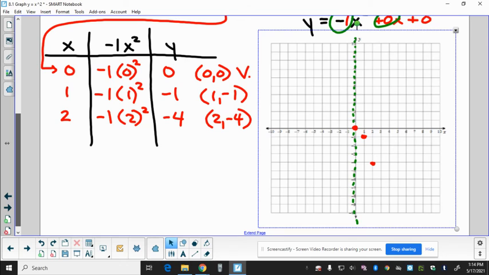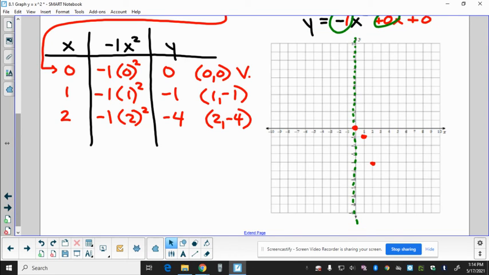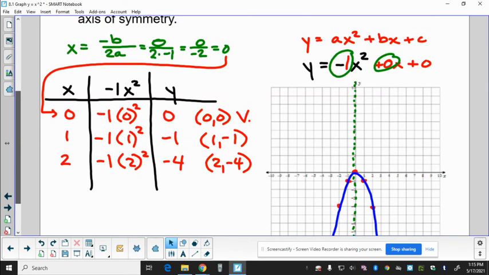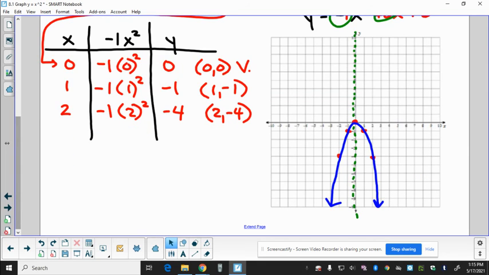And then lastly, what we do is we reflect these points. So there's got to be 1 here and 1 there. Go ahead and draw your parabola. And you notice this one's upside down. Do you know why it's upside down? Yeah, it's because that -1 that's out in front is forcing it upside down.